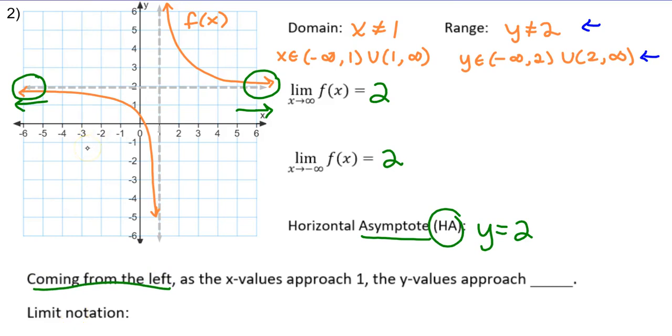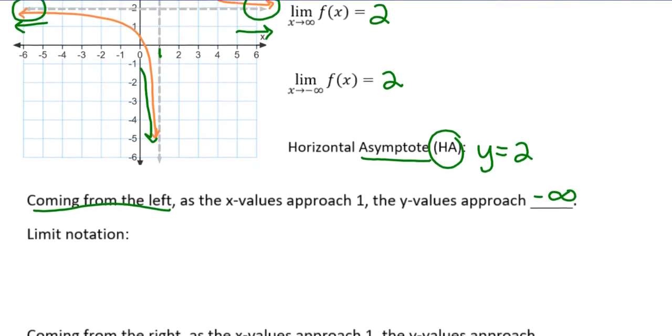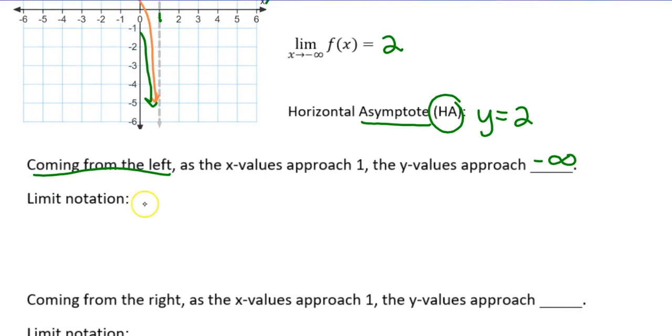Coming from the left, as the x values approach 1. Okay, so here's 1. Coming from the left, look what the graph is doing. It's going down toward negative infinity. But we're only looking at that one side. And when we only look at one side, we have a one-sided limit.